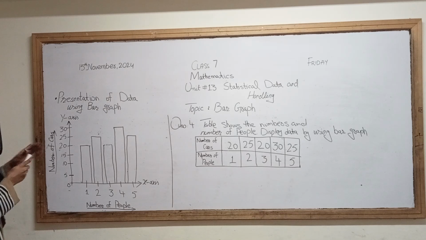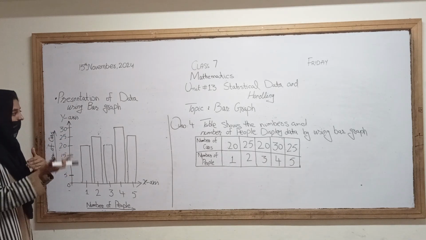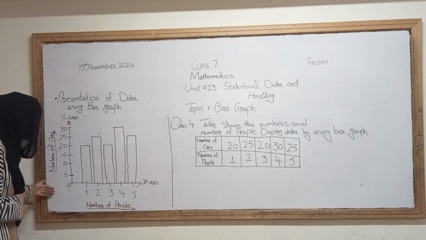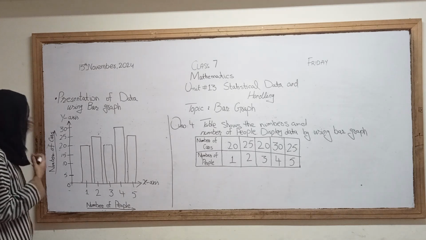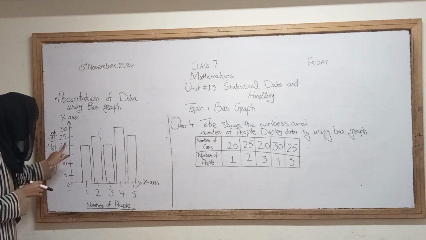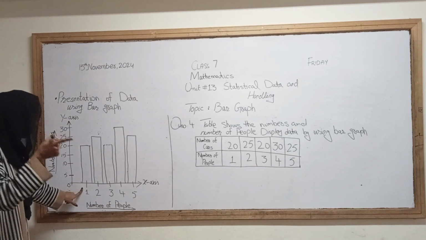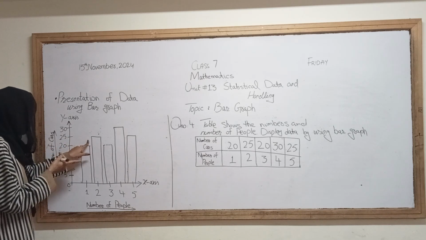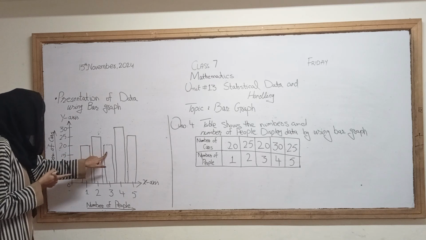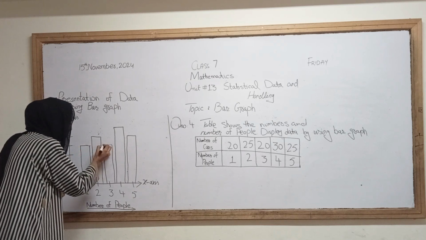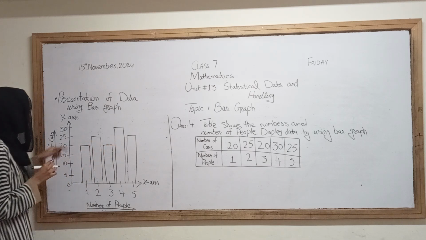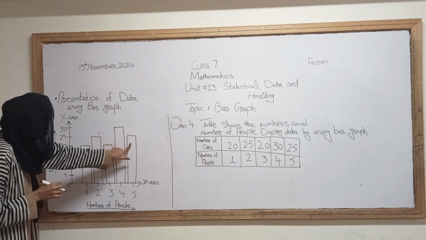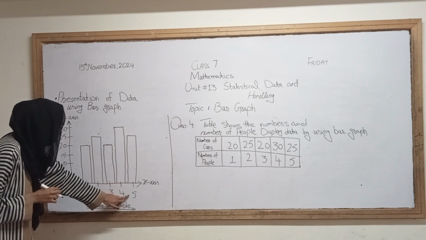How? First we should know the dependent and independent quantities. We take the independent quantity along the x-axis and the dependent quantity along the y-axis. Okay? There are 20 cars in which only one person is present in each. There are 25 cars in which 2 persons are present in each car, and there are again 20 cars in which 3 persons are present in each, and there are 30 cars in which 4 persons are present, and there are again 25 cars in which 5 persons are present.